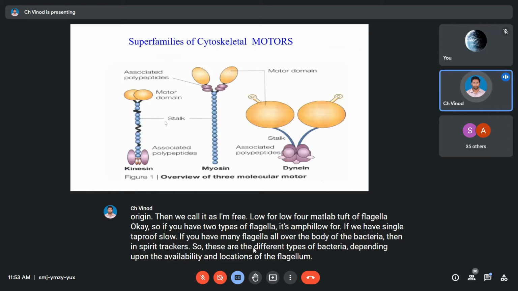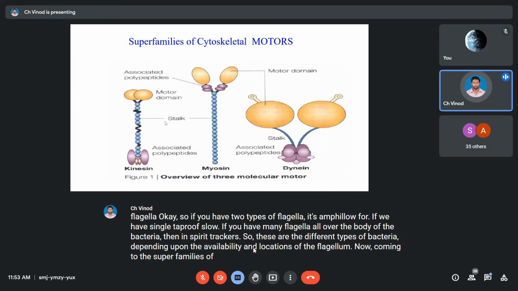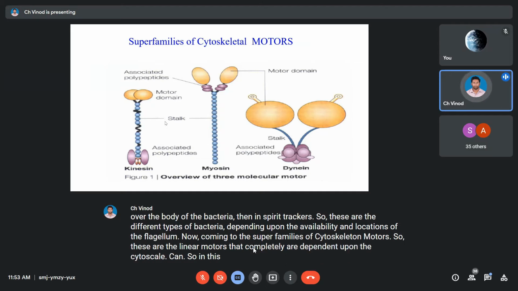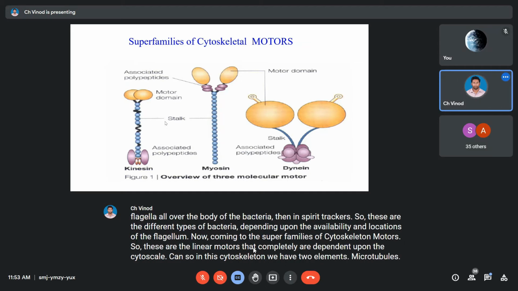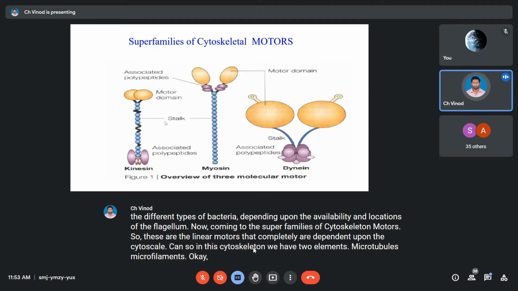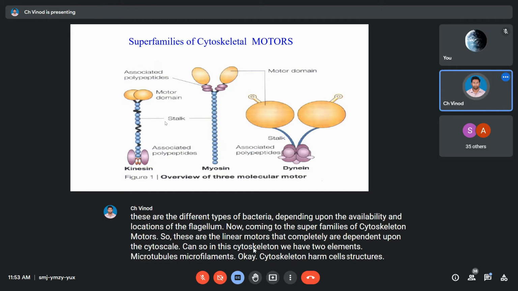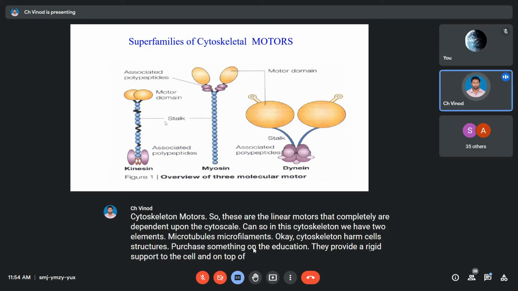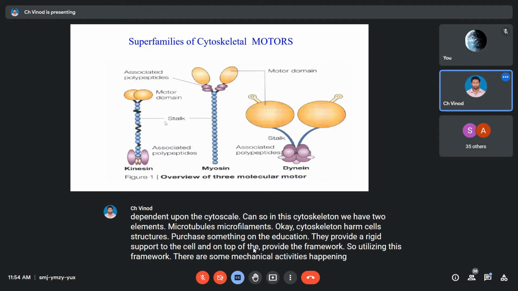Now coming to the superfamilies of cytoskeletal motors. These are the linear motors that are completely dependent upon the cytoskeleton. In the cytoskeleton, we have two elements, microtubules and microfilaments. Okay, we have already seen the role of the cytoskeleton while studying cell structure. They provide rigid support to the cell, and on top of that they provide the framework. Utilizing this framework, some mechanical activities happen inside the cell.